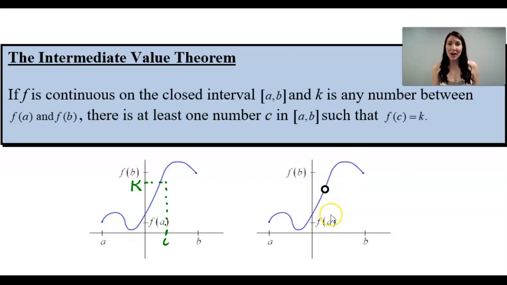If we look over here at the graph to the right, we see that the function is not continuous. Therefore, we are not guaranteed that the function hits every intermediate value between f of a and f of b. So in this case, the intermediate value theorem would not apply. The intermediate value theorem is one of the existence theorems in calculus. It doesn't tell us what the c value is, just whether we are guaranteed that a c value exists.